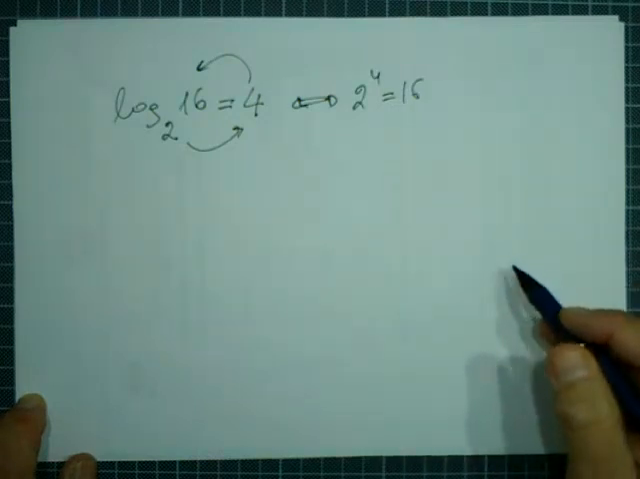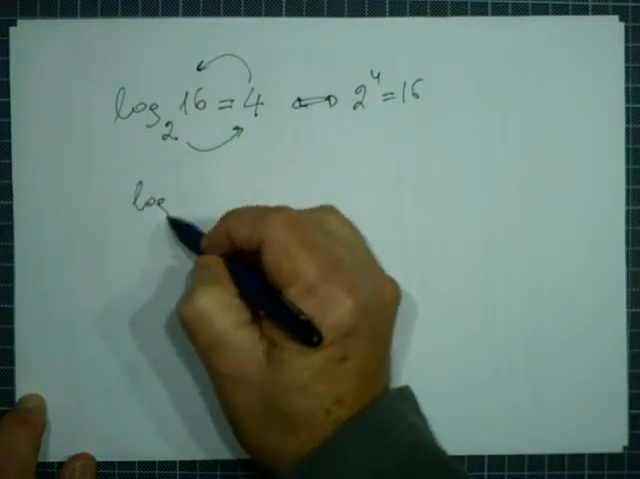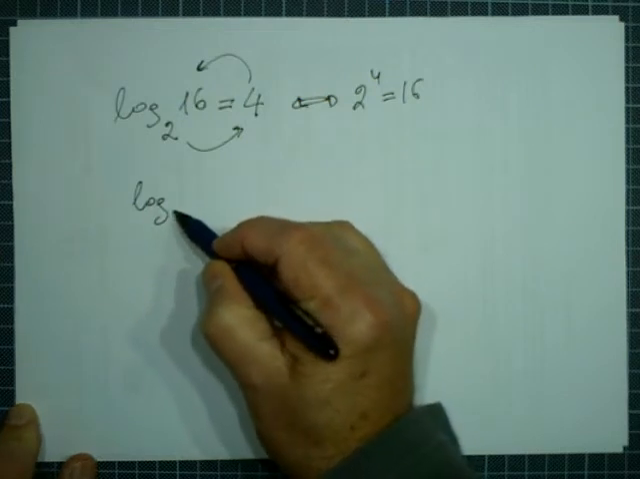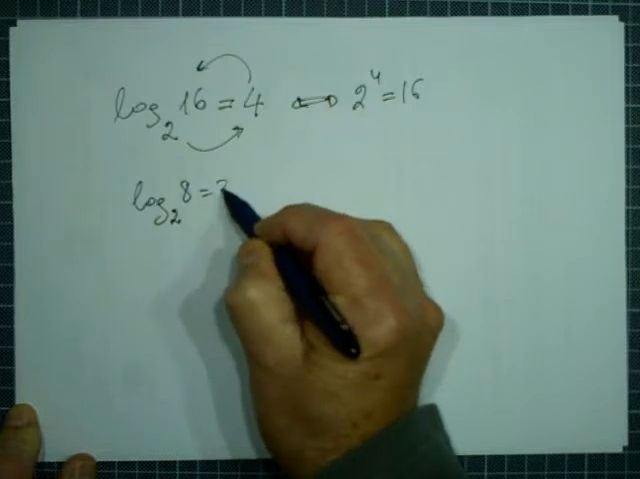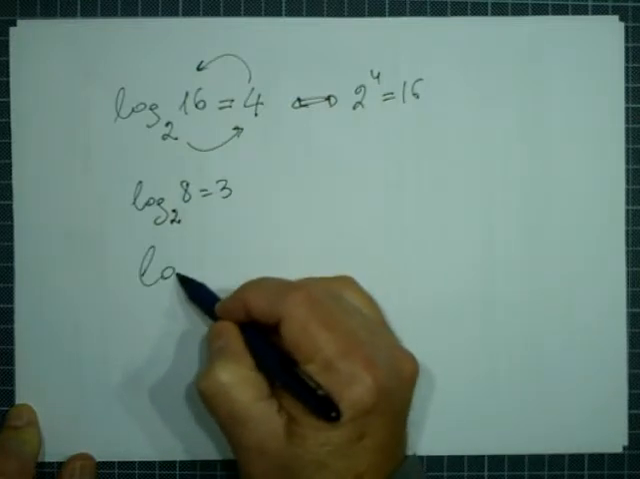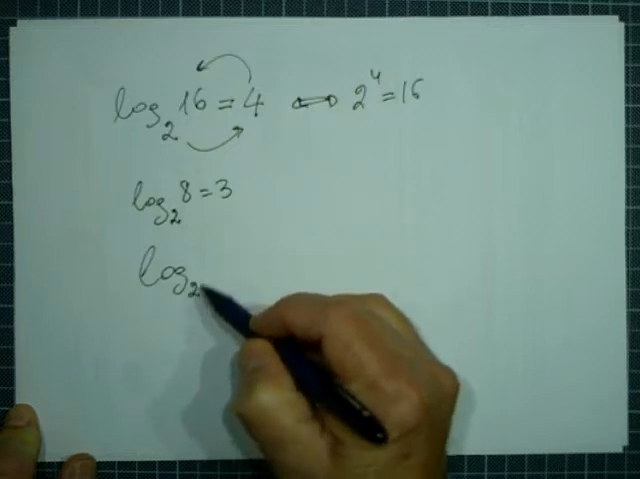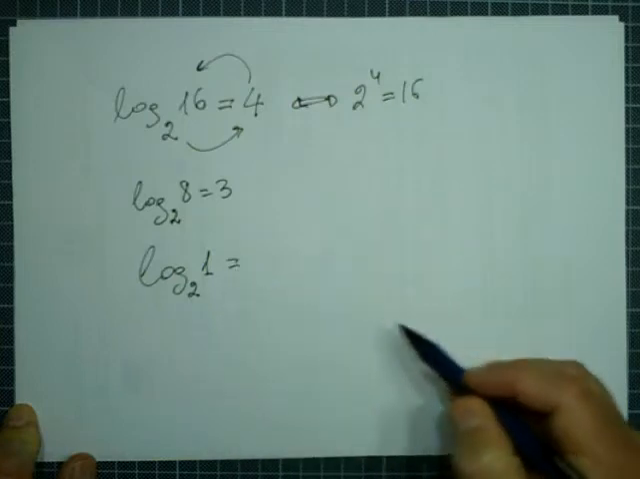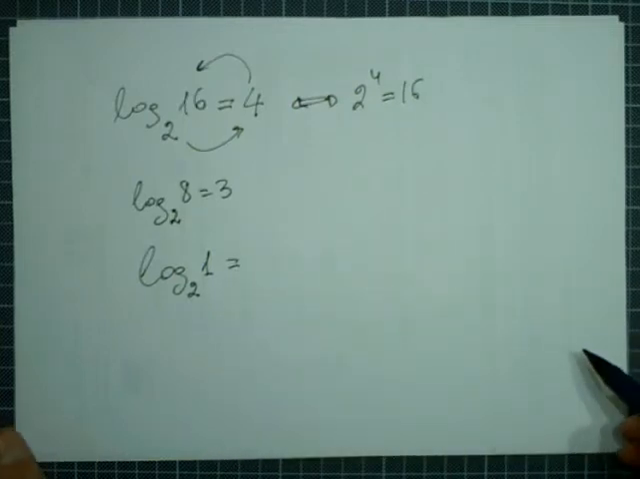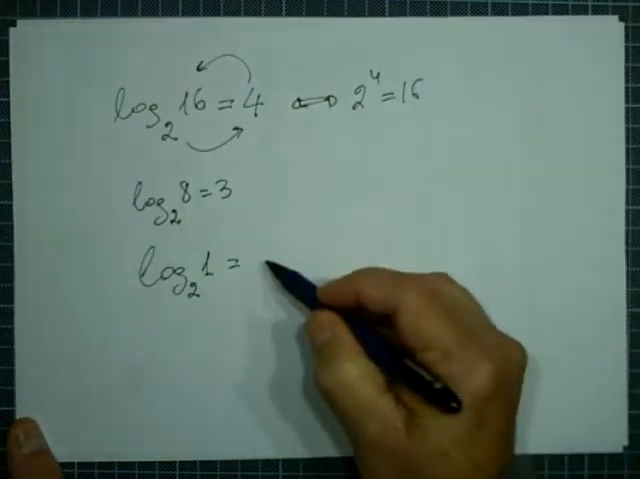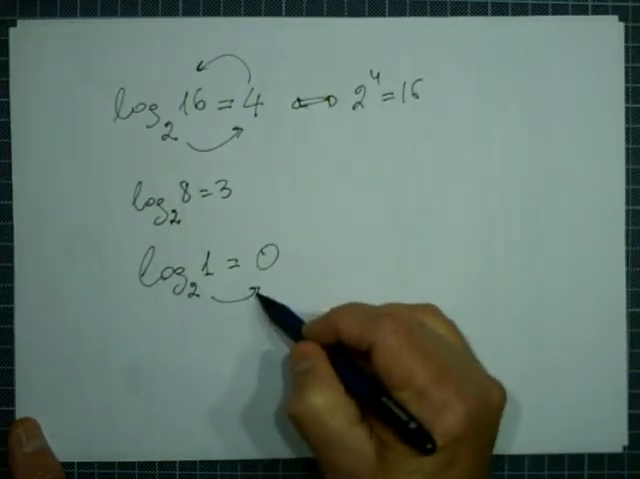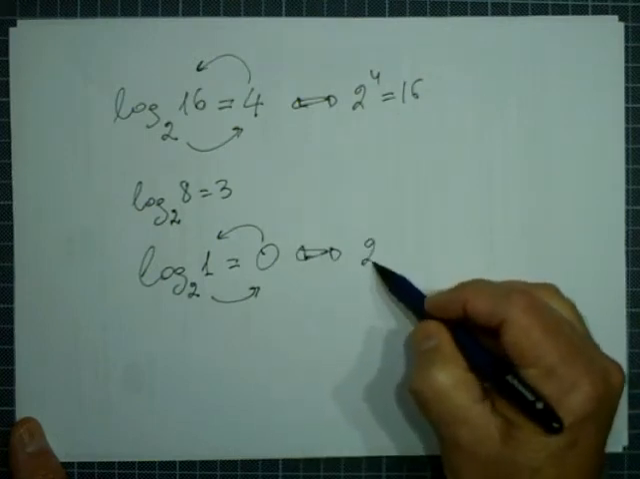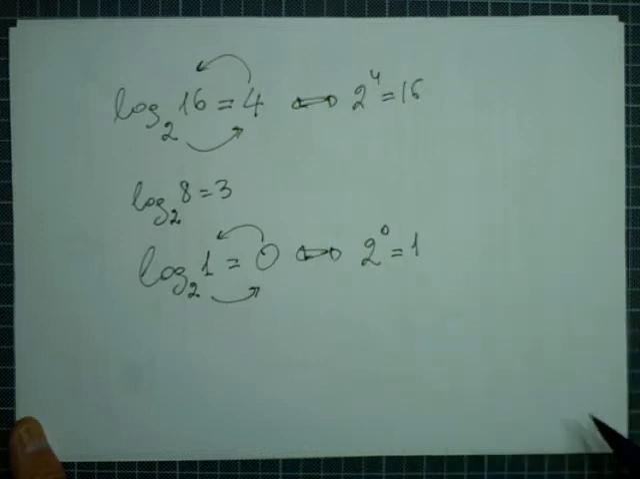Now, we saw earlier that we can simply call this log with base 2 of 8 is 3. Now try to find the log with base 2 of the number 1. Pause the video again and try to find the answer. Okay, this is 0 because 2 to the power of 0 gives 1. We can write this equivalently, 2 to the power of 0 is 1.